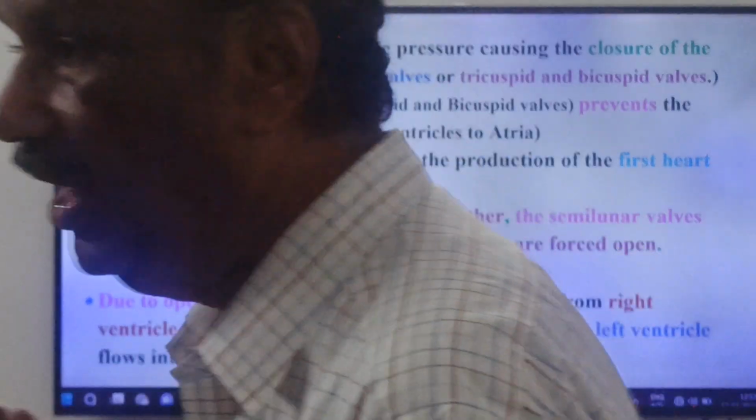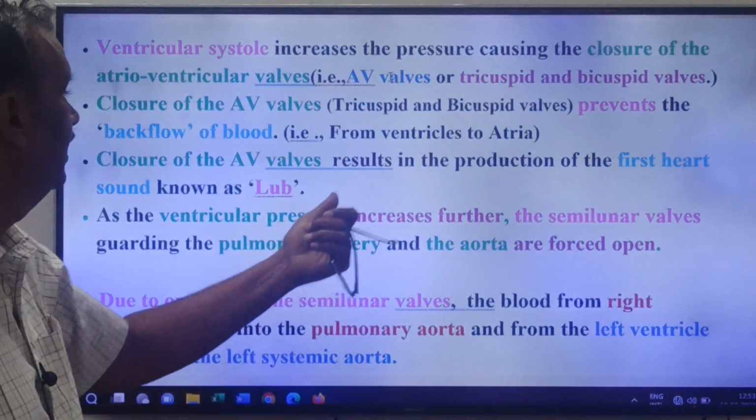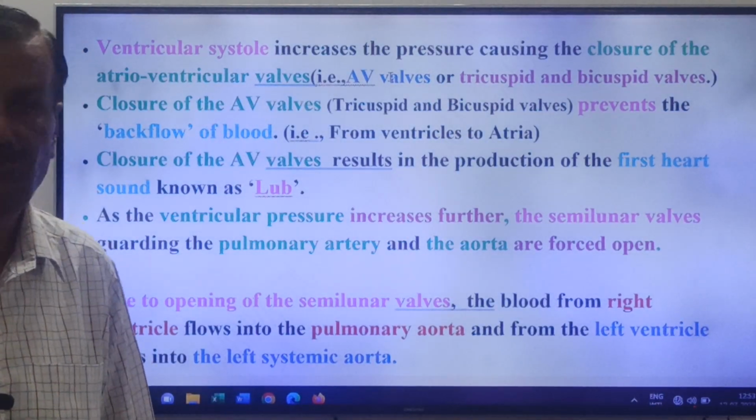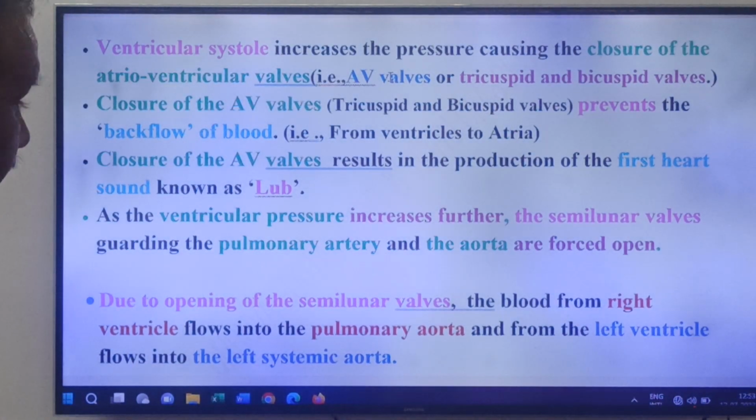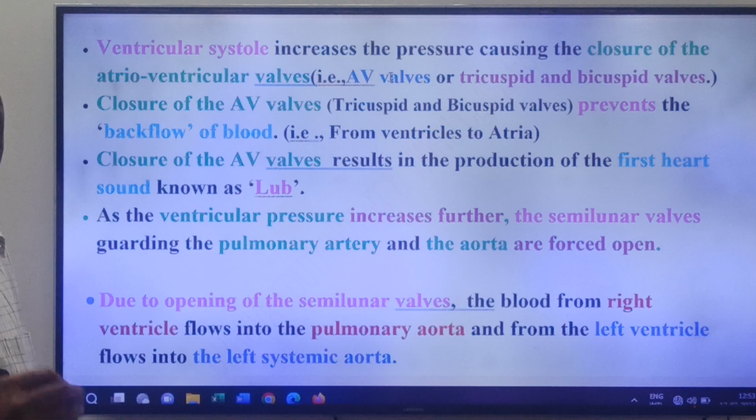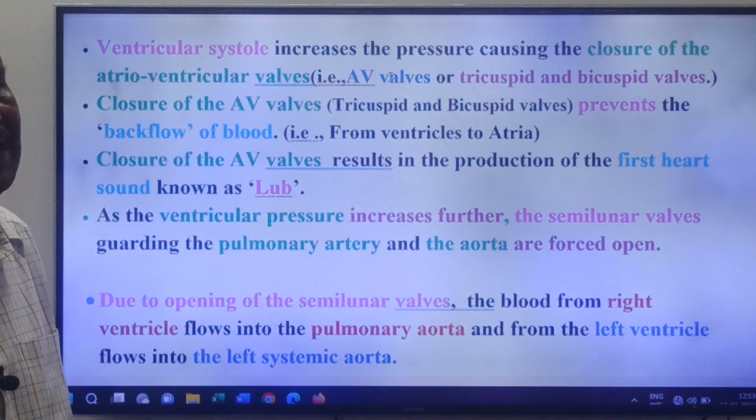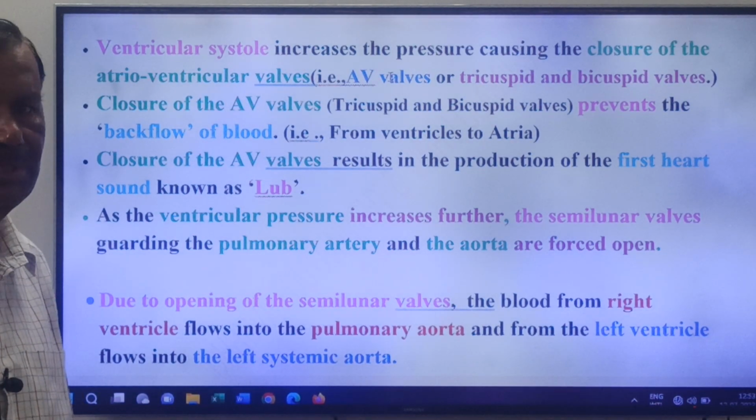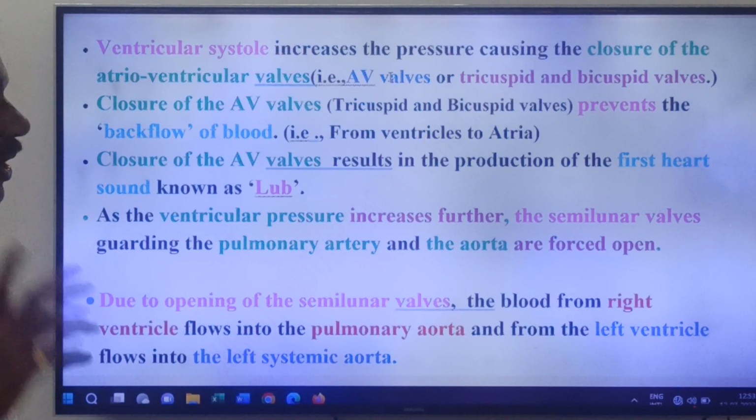Closure of the AV valves, atrioventricular valves, means tricuspid valve and bicuspid valve, results in the production of the first heard sound, that is known as lub. Friends, the first heard sound, lub, is produced when the tricuspid valve and bicuspid valve close the respective openings, that is the opening between the right atrium and right ventricle, and the opening between the left atrium and left ventricle. Then we will get the first heard sound. What's that, friends? That is lub. Lub is produced during the closure of the tricuspid valve and bicuspid valve, or you may write atrioventricular valves.